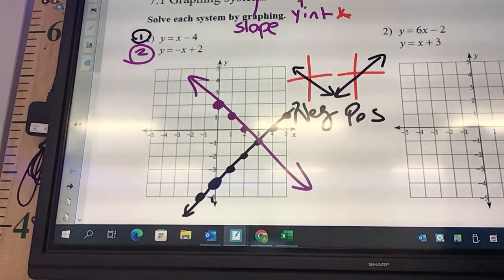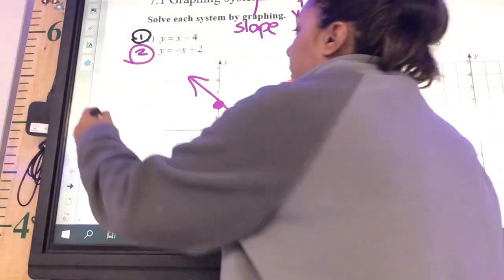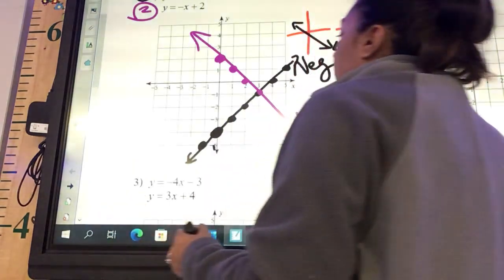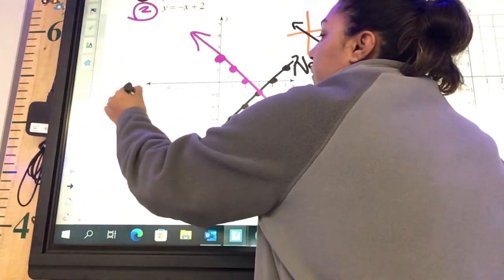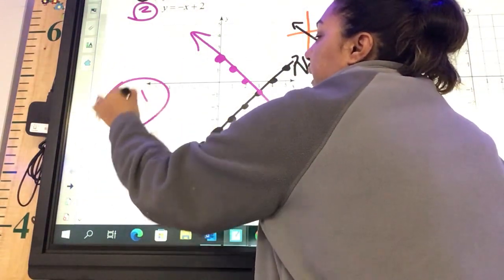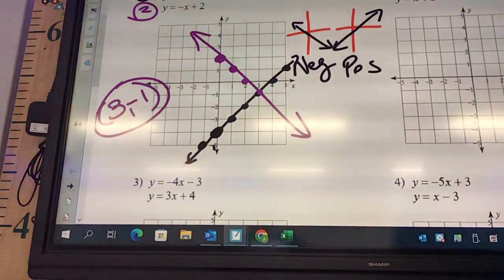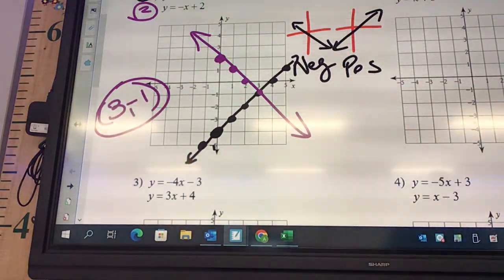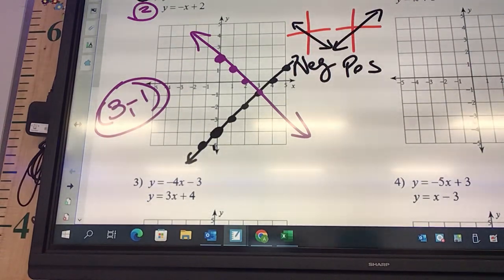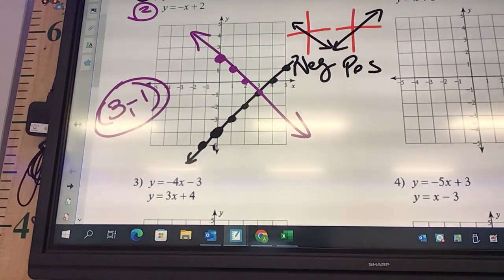Okay, what is that intersection point? 3, -1. It goes like a coordinate. So it's parenthesis 3, comma, -1, close parenthesis. And that's our answer. That's our intersection point. We solved that system.